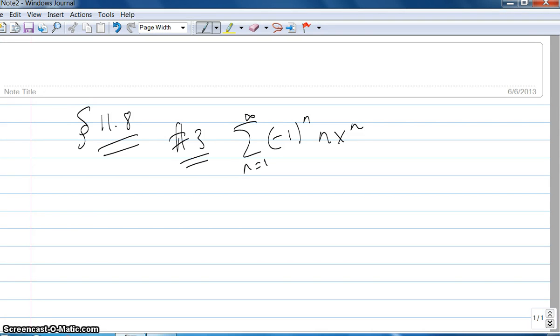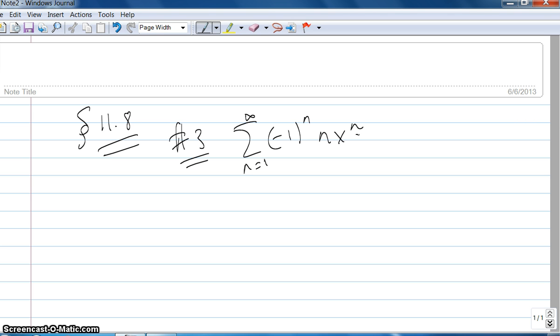Okay, I'm going to do some problems from section 11.8. These are power series. That term power series comes from this term right here, when you have a variable, x, and successive powers. As n goes from 1 to infinity, you go from power of 1 to power of 2, power of 3. So that's the term power series.